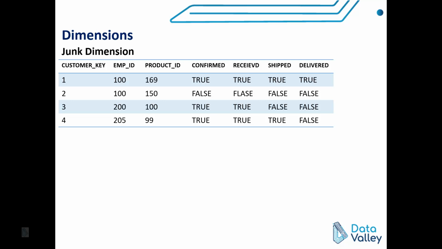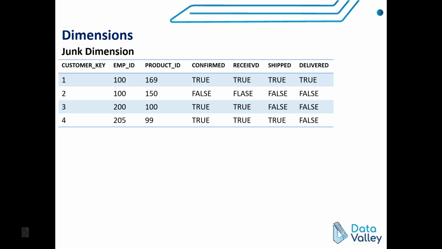Hi, in this lecture we will discuss junk dimension. To understand junk dimension, let's take this example. If you have a fact table which tracks product orders for customers, and in this fact table we have customer key, which is a unique ID for the customer, employee ID, which is a unique ID for the employee who made this order, product ID, a unique ID for the product, and we have four columns.